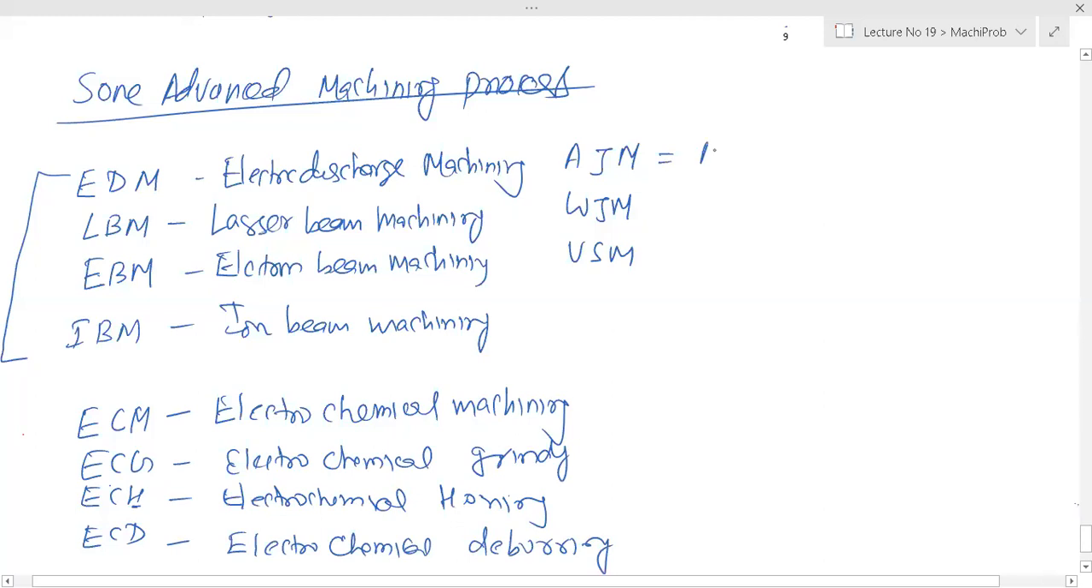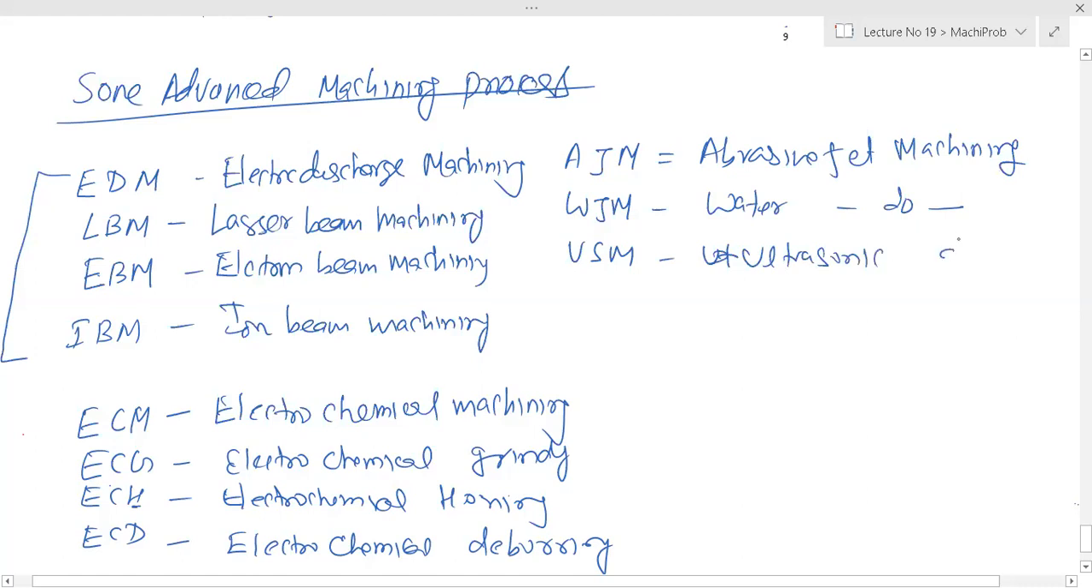Then abrasive jet machining, water jet machining, and ultrasonic machining. So basically there are three categories. We'll discuss them one by one. It will take at least three classes, or we'll try to complete it in three classes.